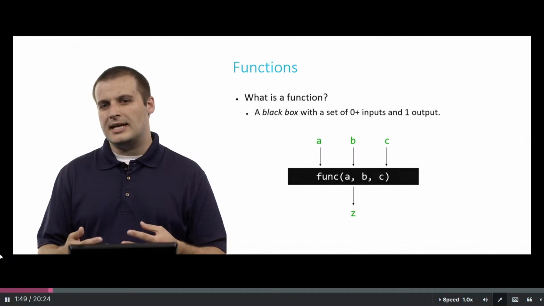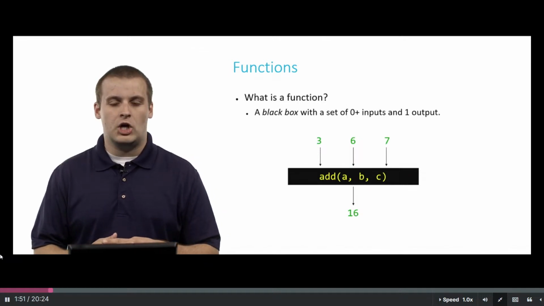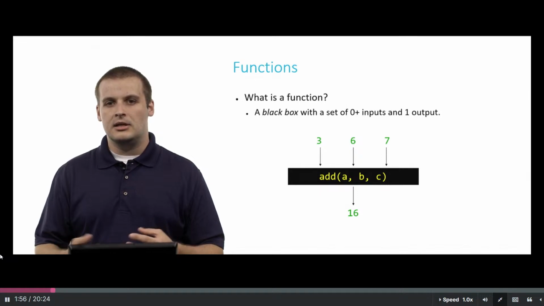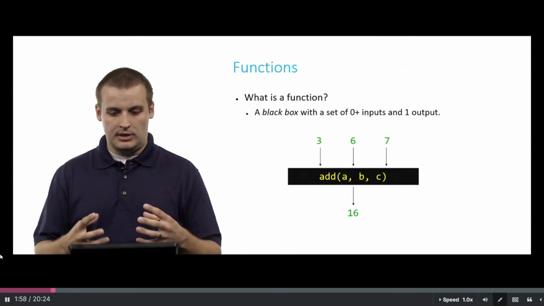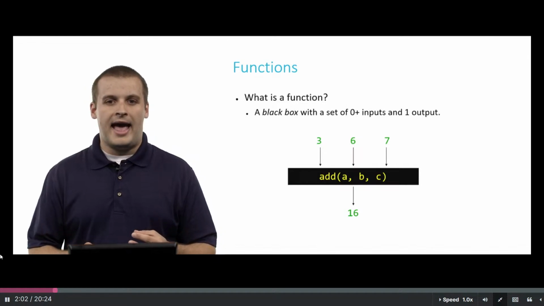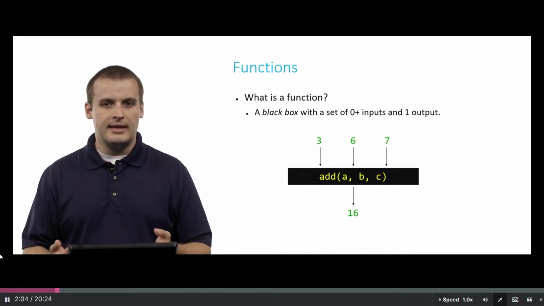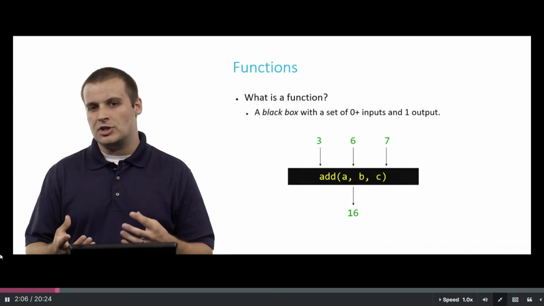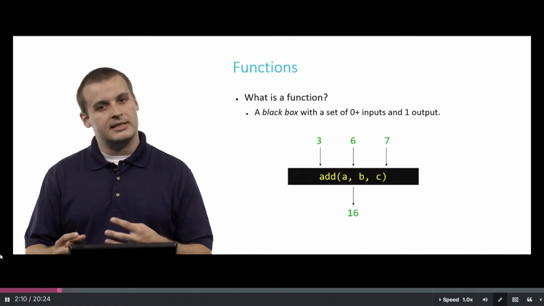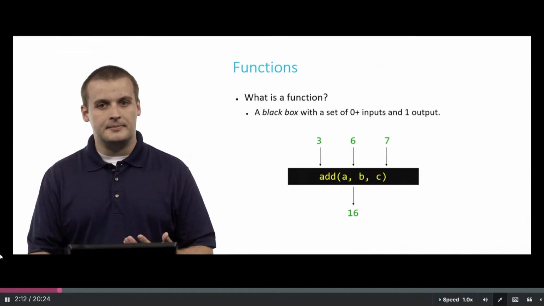Now, to make it a little less abstract, we could say that maybe we have a function called add that takes 3 inputs, A, B, and C, and processes the output in some way inside the black box to produce a single output. So in this case, if add takes 3, 6, and 7, somewhere inside the add function we would expect them to be added together to produce the output, which is 3 plus 6 plus 7, or 16.